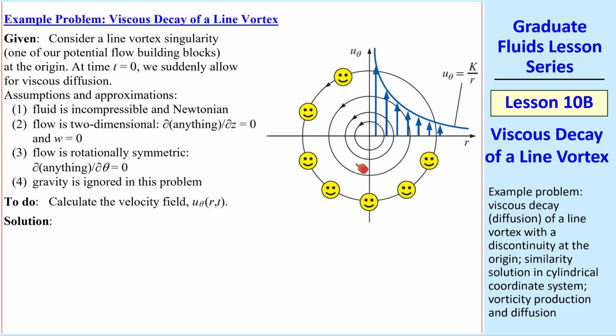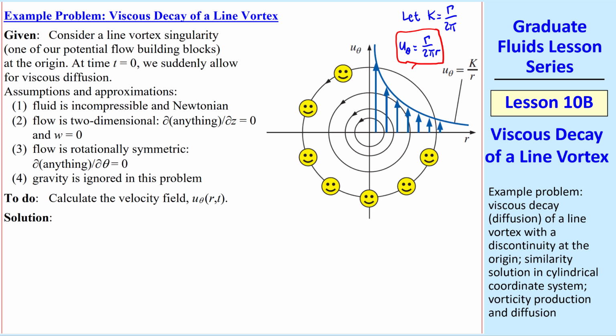We start with a line vortex with u theta is some constant over r. We'll let constant k be gamma over 2 pi, where gamma is the circulation. So u theta is gamma over 2 pi r. This is the tangential velocity at t equals 0. As discussed previously, this is an irrotational flow. Fluid elements do not rotate as they revolve around the origin on circular streamlines.